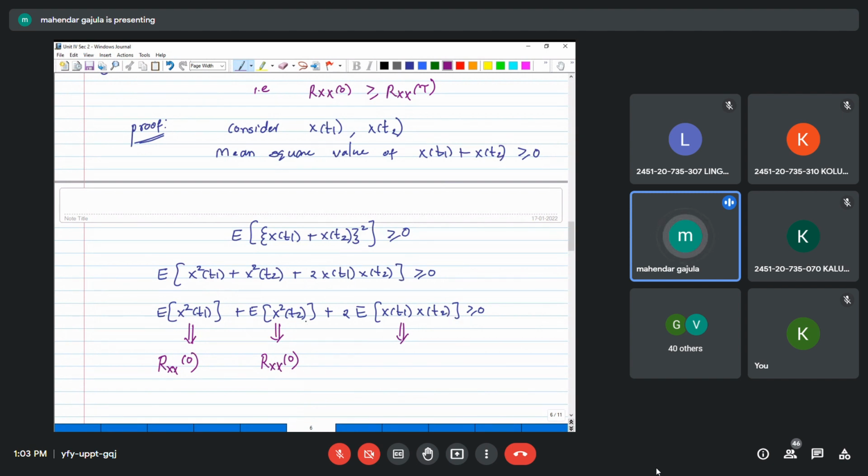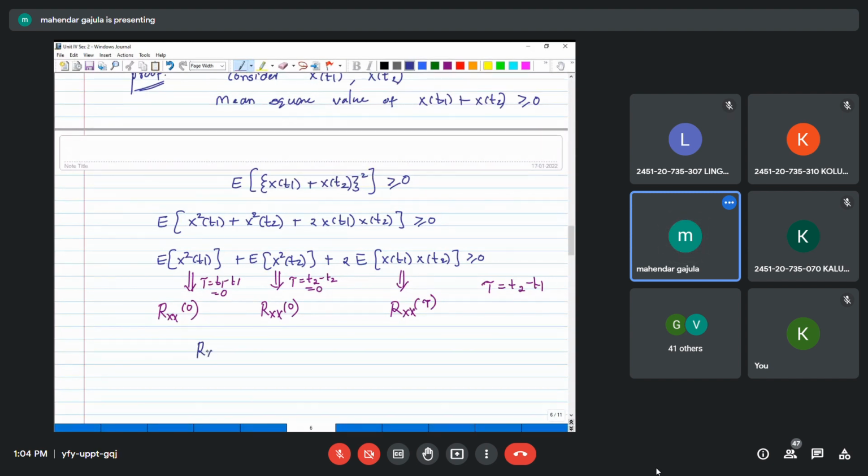xt2 into xt2. And here xt1 and xt2. It is autocorrelation, but there is a time delay. What is the time delay? Here the time delay is t1 minus t1, 0. Here the time delay is t2 minus t2, 0. Here the time delay is t2 minus t1.